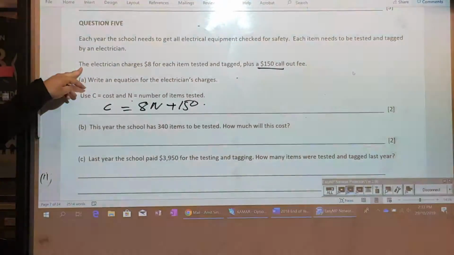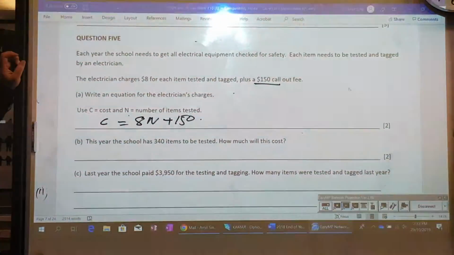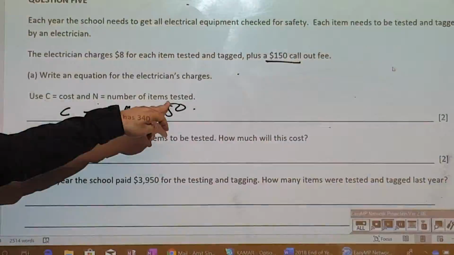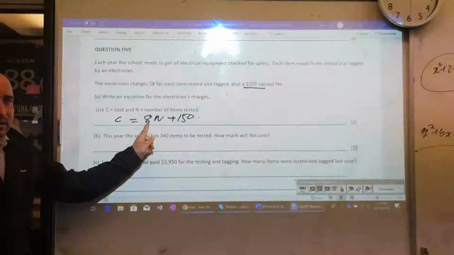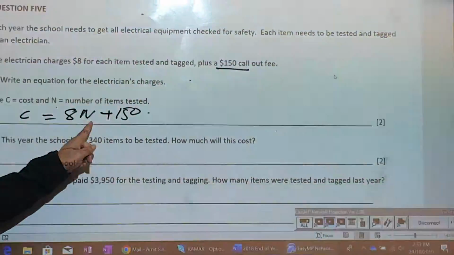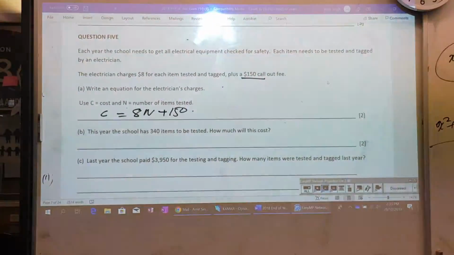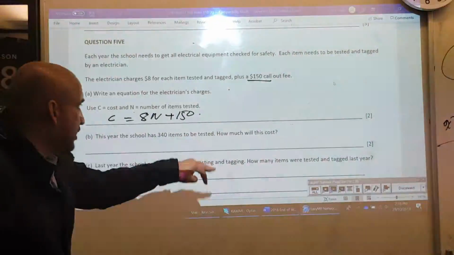So it says the electrician charges $8 for each item tested. N is for the number of items tested. So $8 times N. That's why it's 8N. And plus 150 is a call-out fee. All good? Next question.